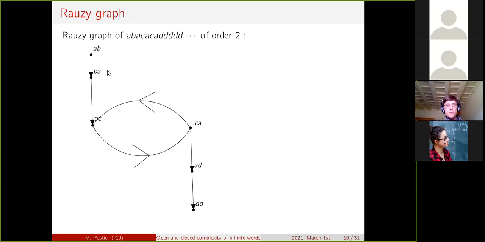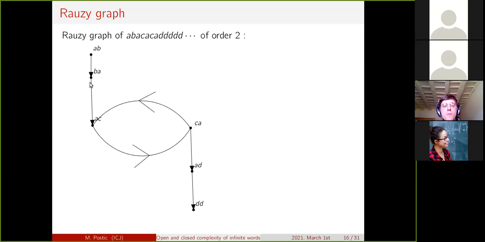Now you are going to read the word and look at the factors of length 3. Here you have A, B, A. It starts by AB and ends by BA, so you have a directed edge here. The same, you have BAC, which starts by BA and ends by AC, so you have another one here, and so on. You have ACA, starting by AC, ending by CA, so you have this edge here, etc. And you can see that I forgot to put the DDD, which will give an edge from DD to itself.